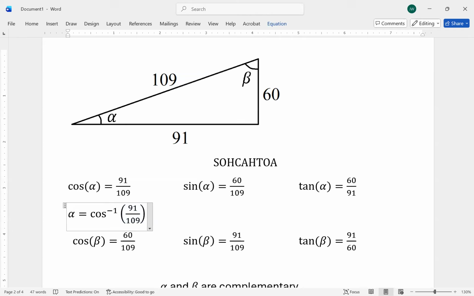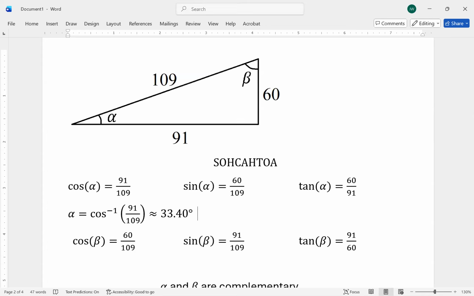Now, this is something that we can plug into our calculator as long as our calculator is in the correct mode. And usually for triangles, we tend to use degrees more than we use radians. For a unit circle, we tend to use radians more than degrees. So I'm going to use degrees here. And I'm going to just type into my calculator cosine inverse of 91 over 109. And when I do that, I got 33.40 degrees as the measure of angle alpha.